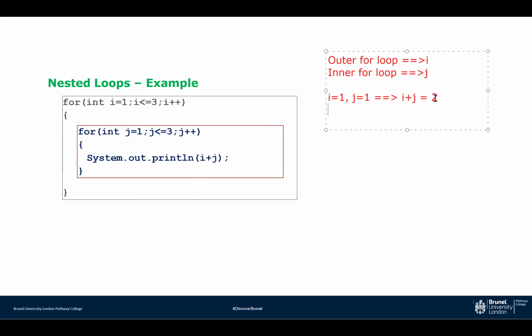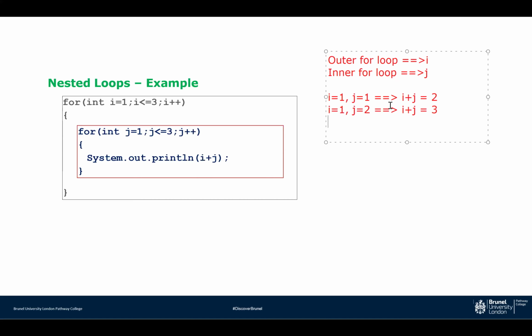Exactly. It will continue from the inner for loop. So what is the next value of I and j? So I is still 1 because I didn't go out to this for loop. I didn't change the value of I yet. I'm stuck inside this for loop. I have to finish it first before I go out and increase the value of I. So I is still 1. But j will increase to what? And that gives me I plus j equals 3, correct? Do you all understand?